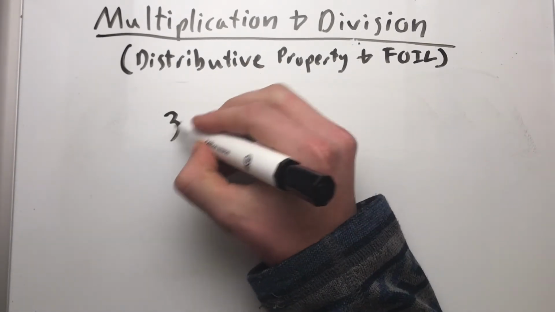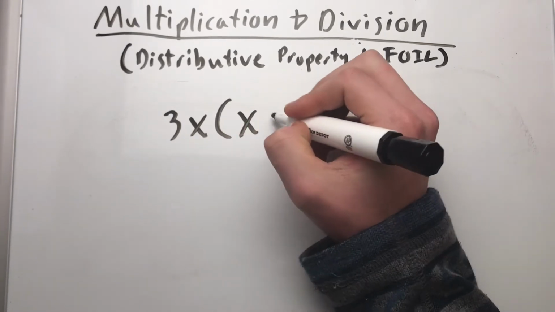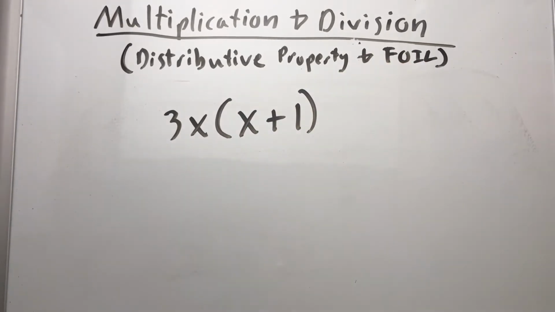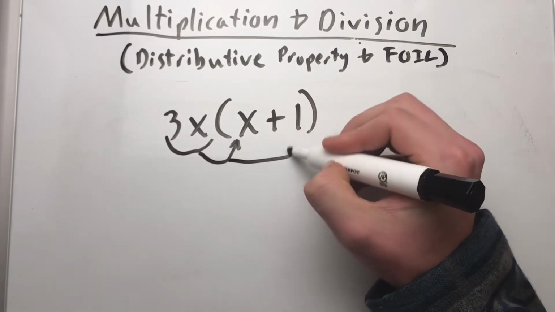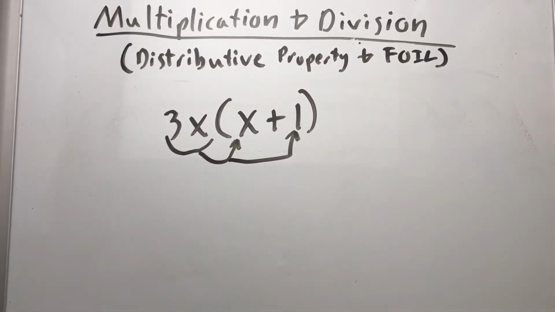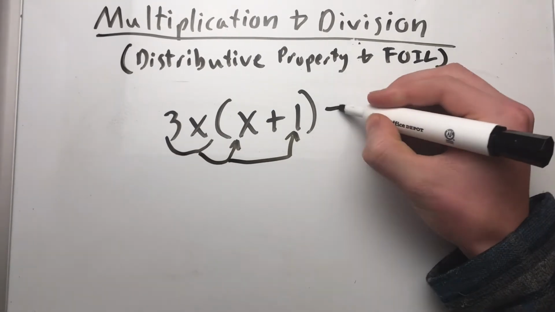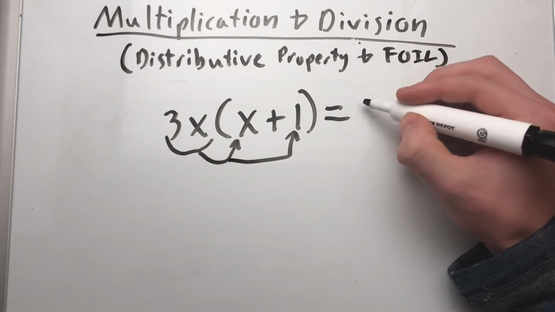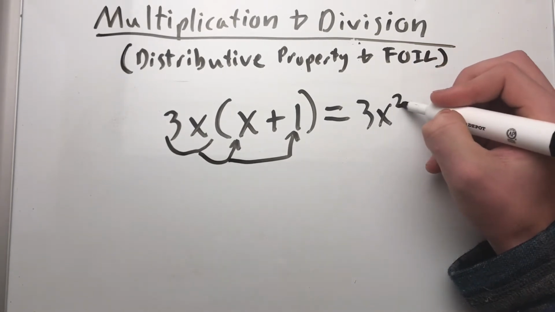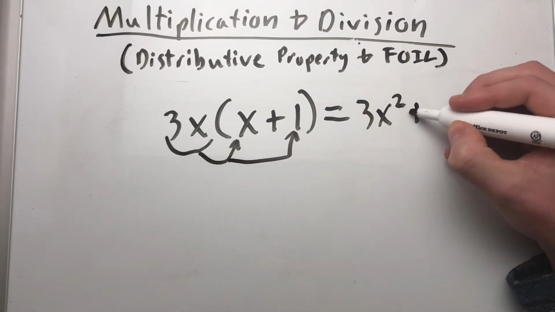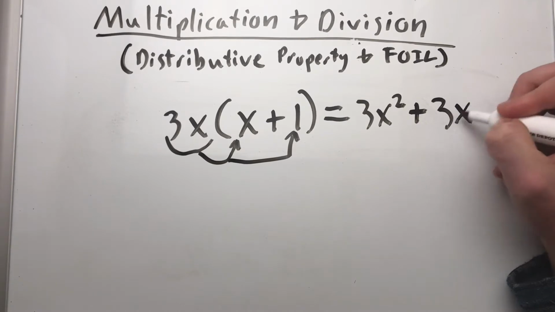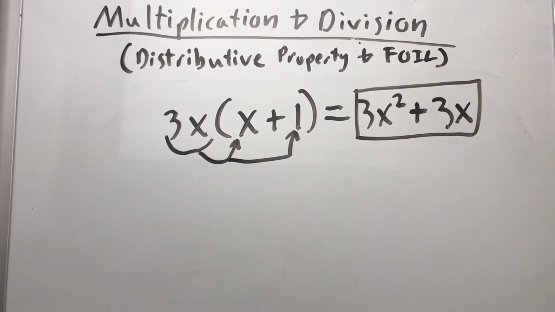Let's say we have 3x times x plus 1. How would we use the distributive property here? Well, we're taking this whole term and distributing it to each of the individual terms on the inside. So if we multiply 3x by x, we get 3x squared. And 3x times 1 gives us 3x. And that provides us our final answer.